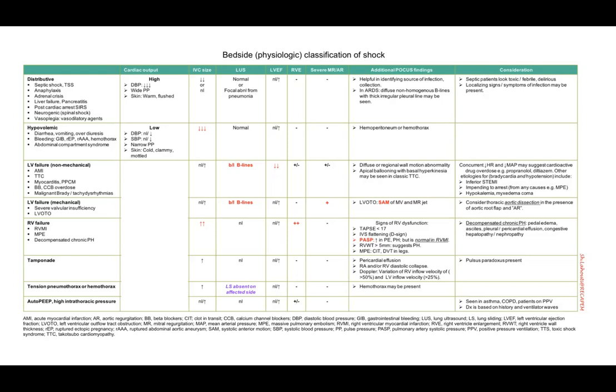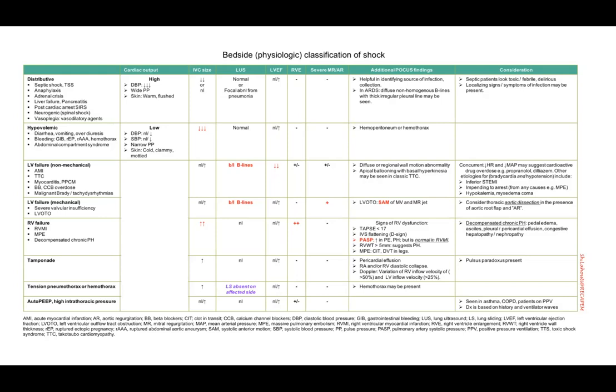And if you see a systolic anterior motion and MR jet, then you definitely consider LVOT obstruction. Consider aortic dissection in the presence of an aortic root flap, etc. Similarly, if lung sounds are absent on the affected side during lung ultrasound, then there is a high probability of tension pneumothorax or hemothorax.